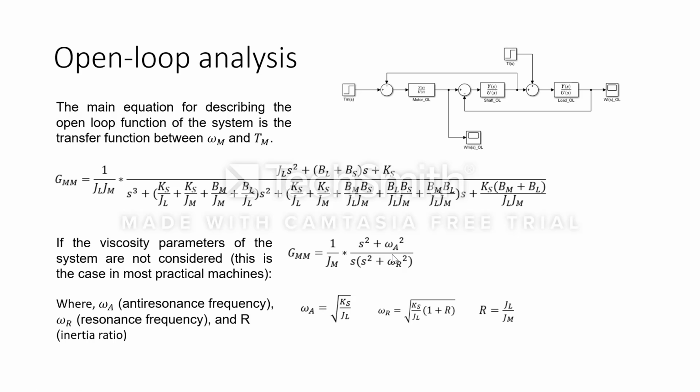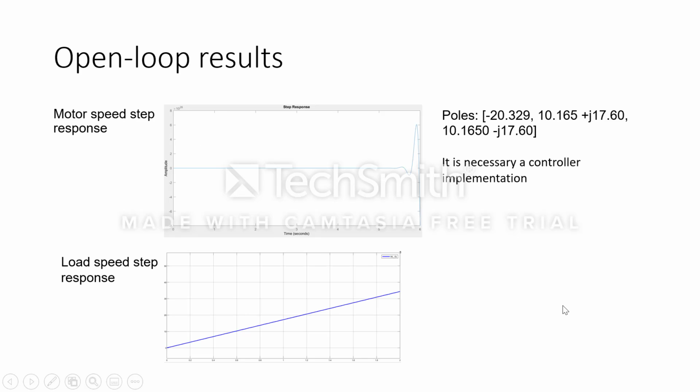All the shaft coefficients are then later represented as frequencies, the anti-resonance frequency and the resonance or natural frequencies. And R, as I mentioned before, is the inertia ratio between the inertia of the load and the inertia of the motor. Here we can observe the open loop results for this system. As we can observe, it is not a stable system, and it's also clear from the poles of the system, since two of the poles are in the right-hand plane.